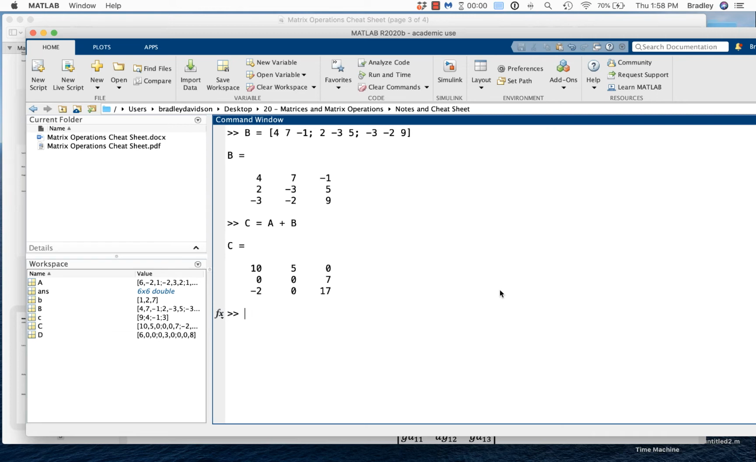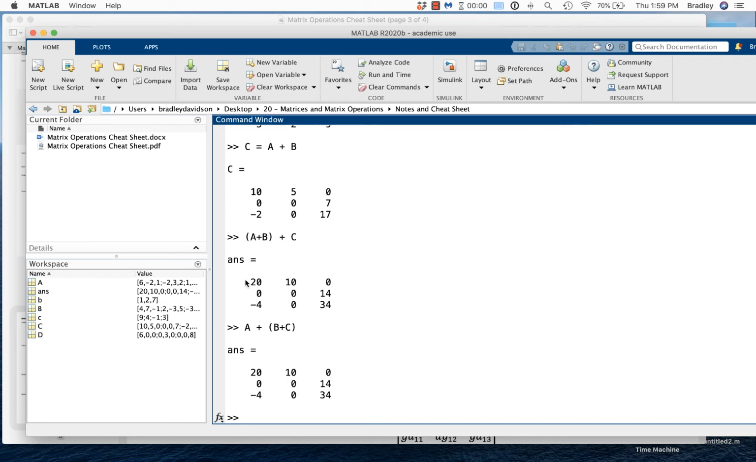So if we take A plus B and then add C to this, the grouping isn't going to matter, whether we have A plus B grouped together plus C, or A plus B plus C grouped together. We'll get the same answer in both. In addition, addition has the commutative property, which is that A plus B is equivalent to B plus A.